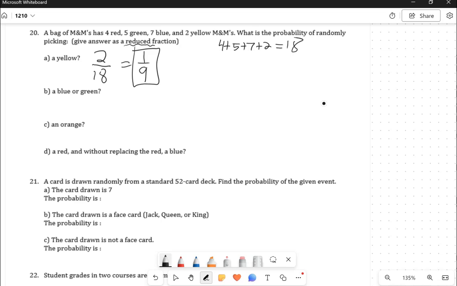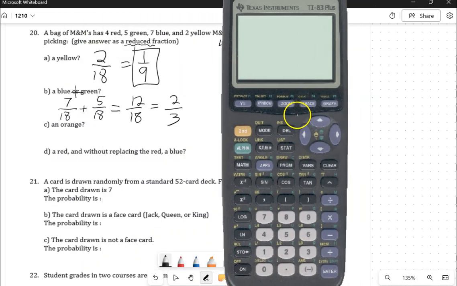Blue or green. Now, "or" is addition with probability. 7 blue or 5 green. Doing the same way, how many blue? 7 out of 18. How many green? 5 out of 18. Or you add them up. 7 and 5 is 12. And then you reduce. 6 goes into 12 twice, and then 18 3 times. But none of that's going to be what I do on a test. I'm going to be wearing out my calculator.